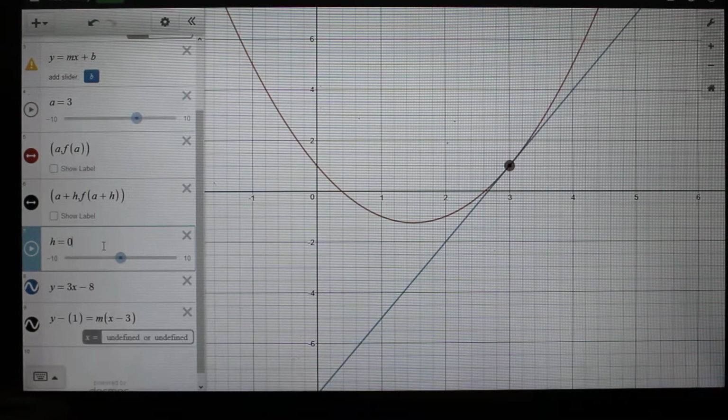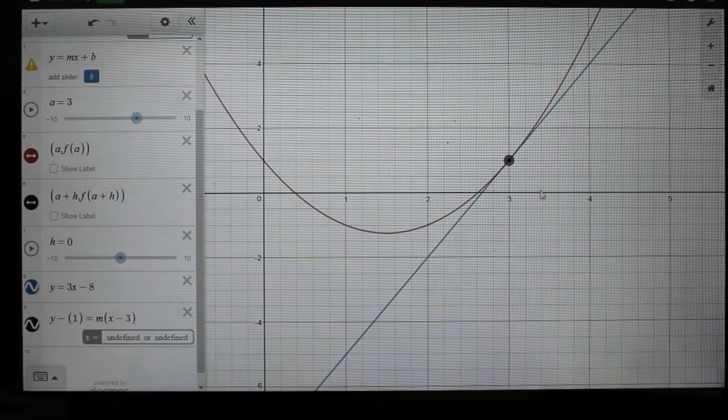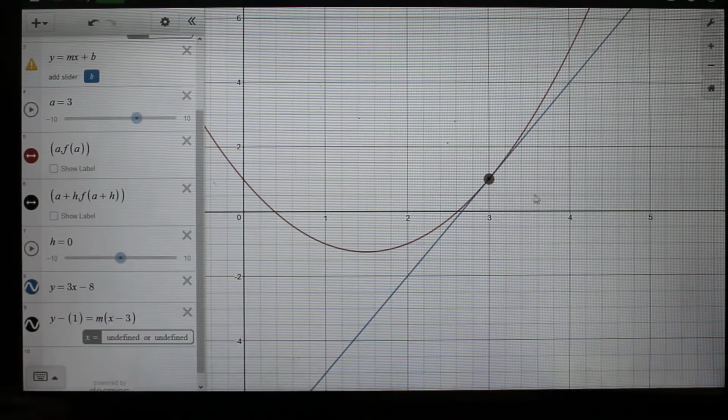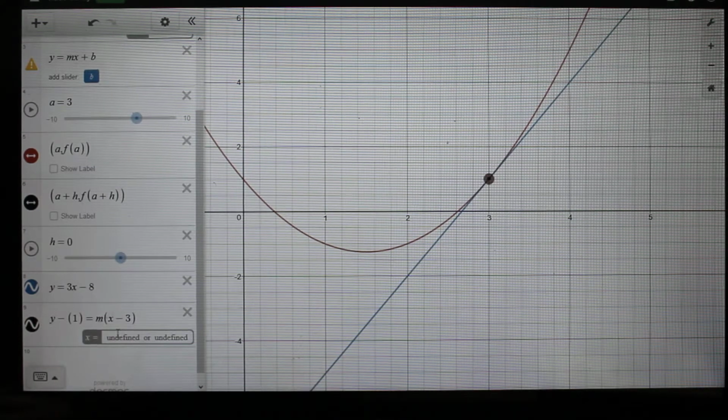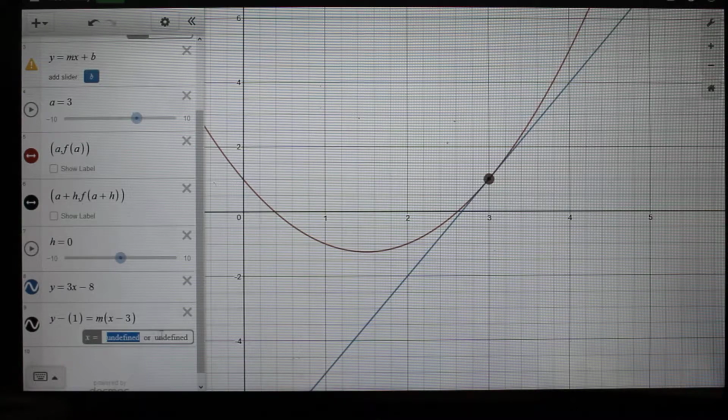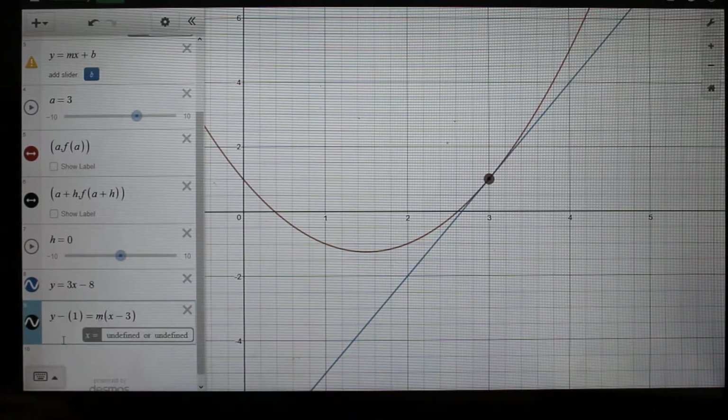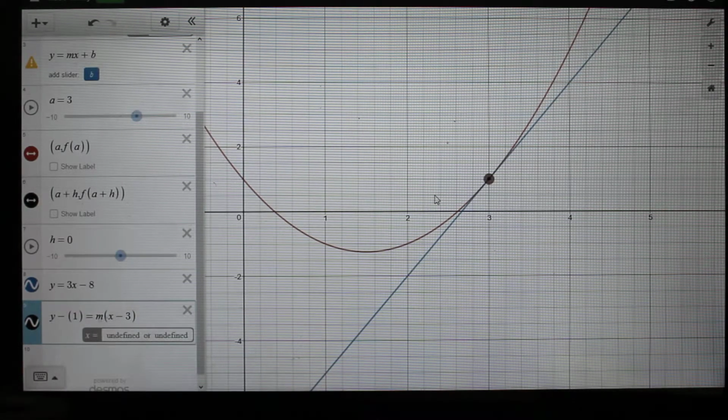So let's put in 0. We can see at 0 there's barely any difference between the slope of the secant and the slope of the tangent. And if you can see here, this point here is undefined. Desmos helps you to find this out without using your calculator. You just put in your values, and it shows that this is undefined.